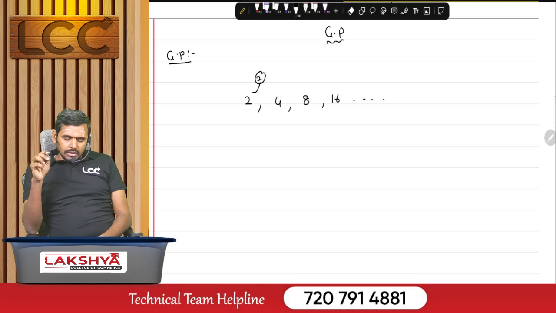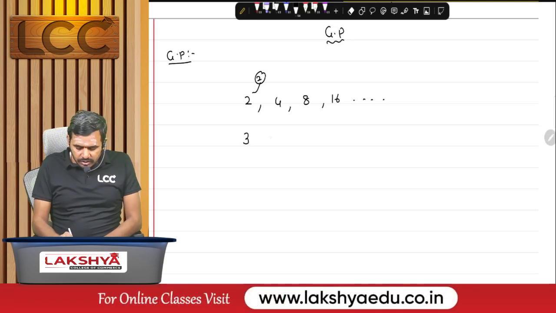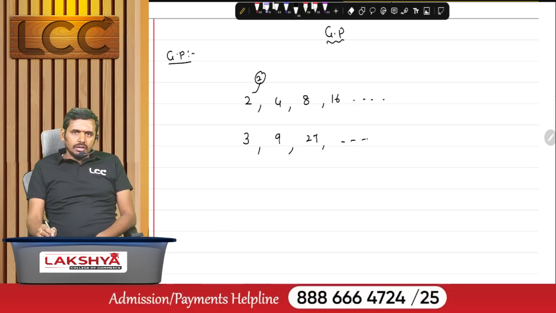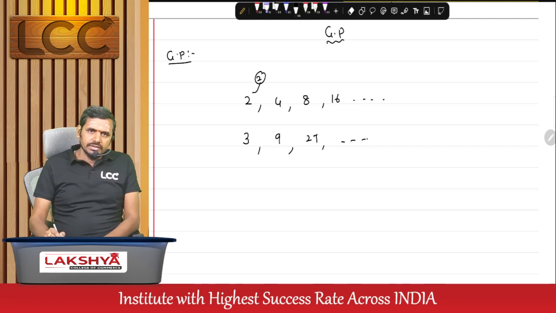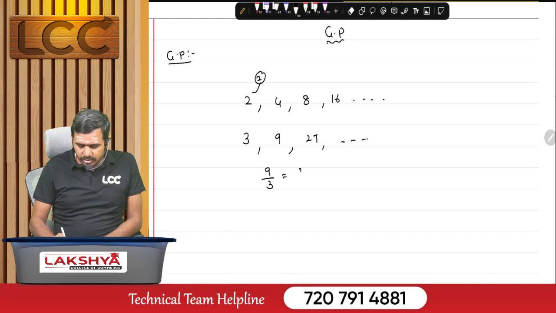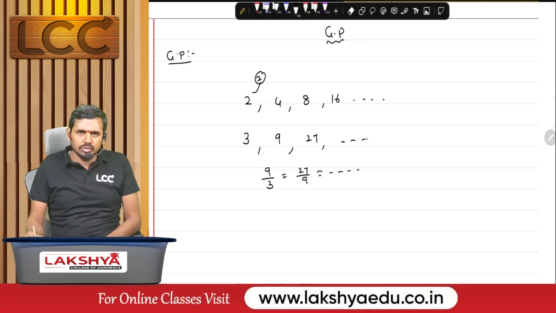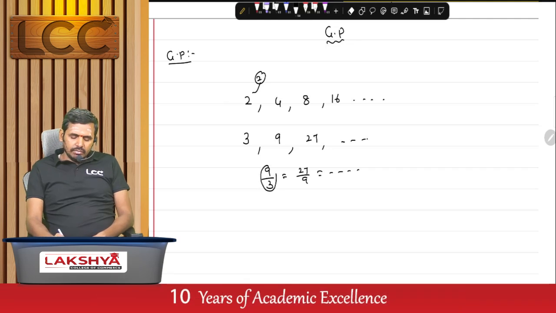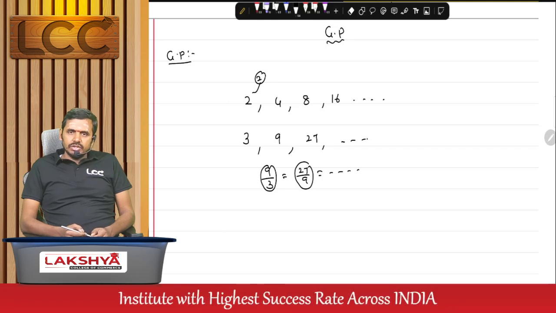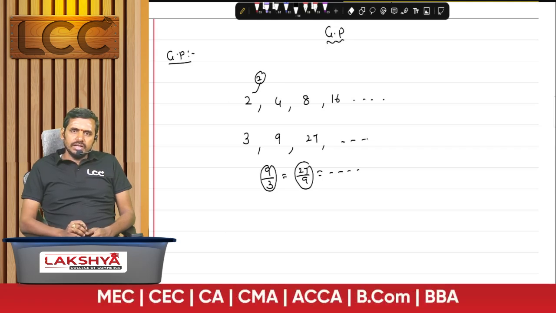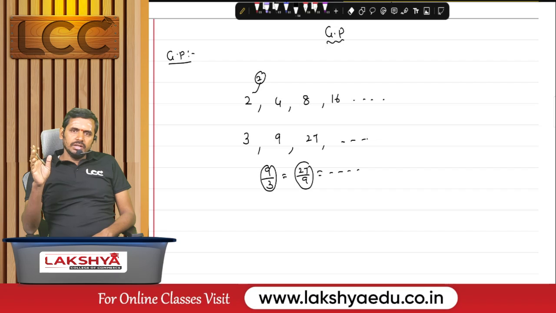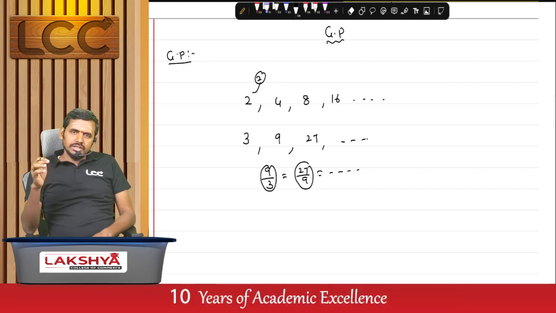Okay, see, let us take one more progression, 3, 9, 27, and so on like this. How can you say that this following progression is GP? Let us check the common ratio. That is 9 by 3 is equal to 27 by 9 is equal to and so on. That is second term by first term, third term by second term. Then we say that it is called common ratio. If common ratio is equal, then we say that the progression is GP. If difference is same, then we say that it is in AP. If ratio is same, then we say that it is in GP.